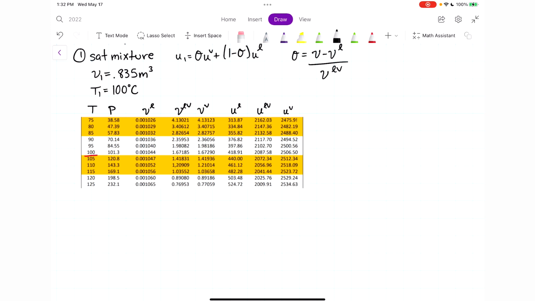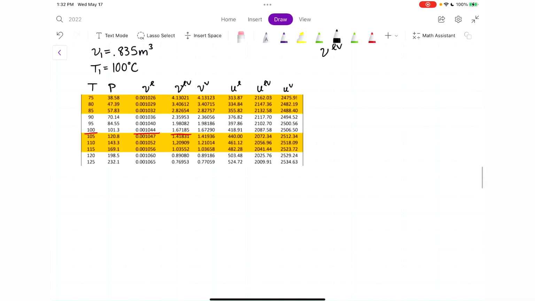We look at 100 degrees Celsius, and we see that our specific volume for the liquid is right here, and the other term that we need is right over here. So I'm going to write them to the side. VL is equal to 0.001044, and then our specific volume of the liquid vapor is 1.67185.